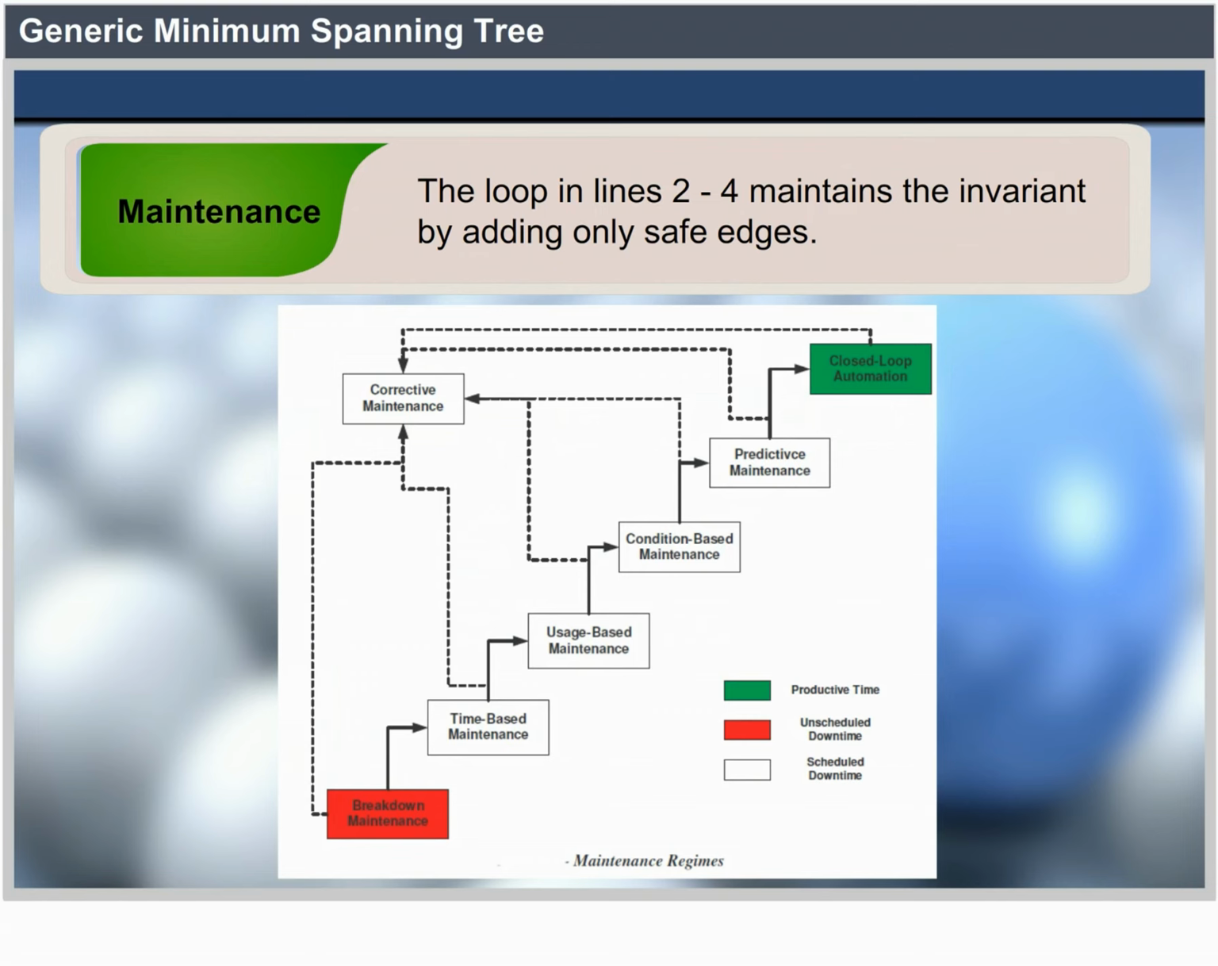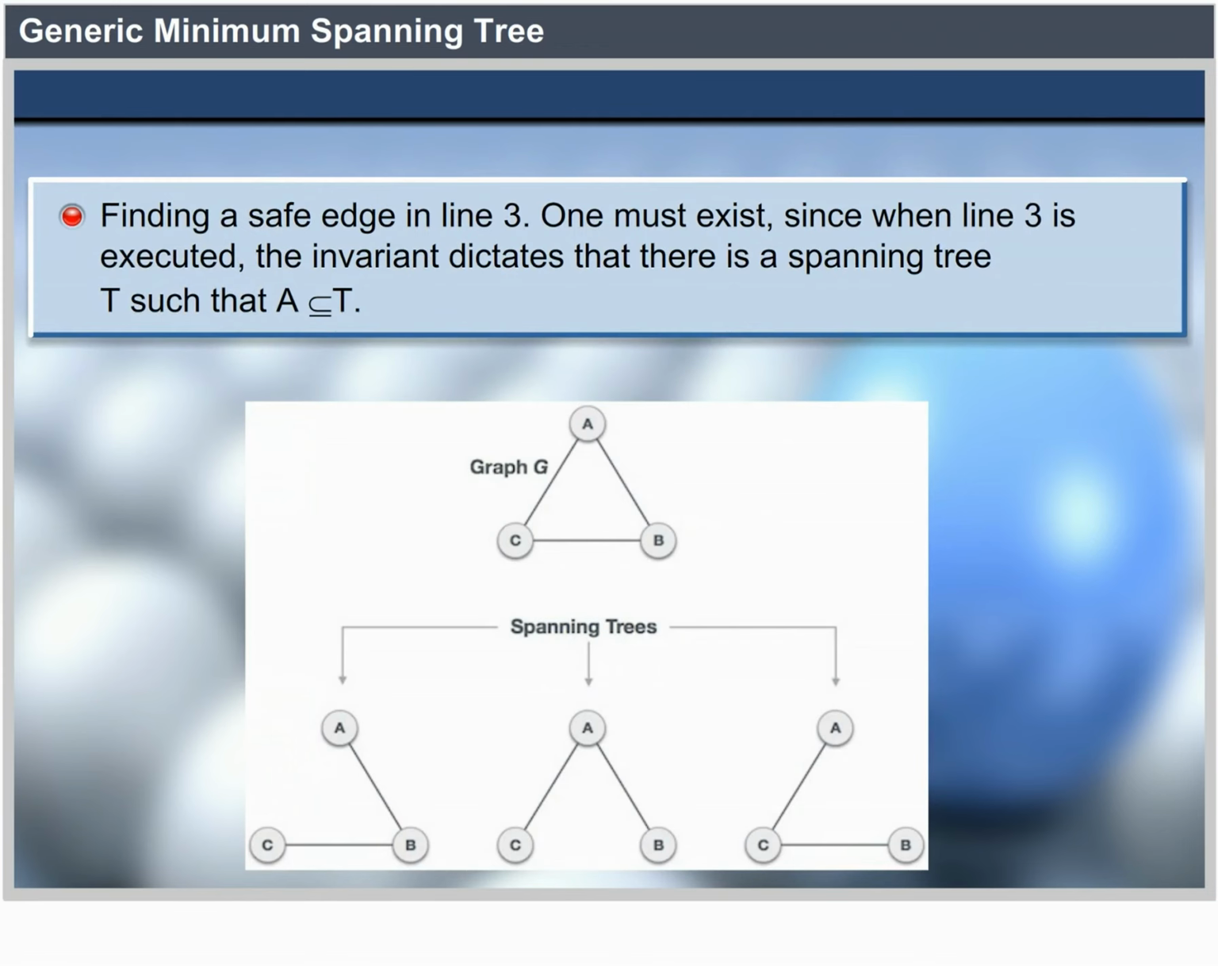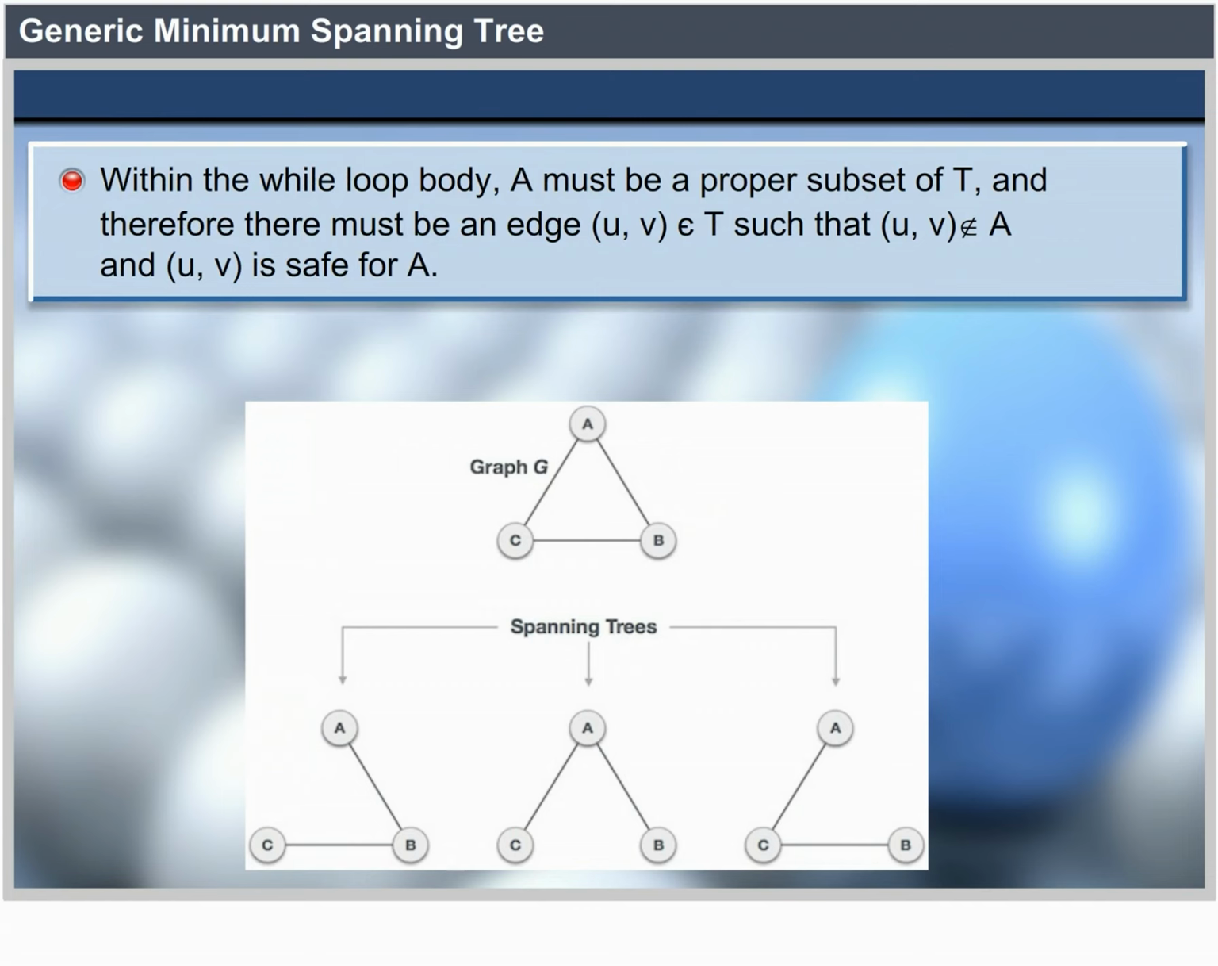Finding a safe edge in line 3, one must exist. Since when line 3 is executed, the invariant dictates that there is a spanning tree T such that A is a subset of T. Within the while loop body, A must be a proper subset of T. And therefore, there must be an edge (u, v) belonging to T such that (u, v) does not belong to A, and (u, v) is safe for A.